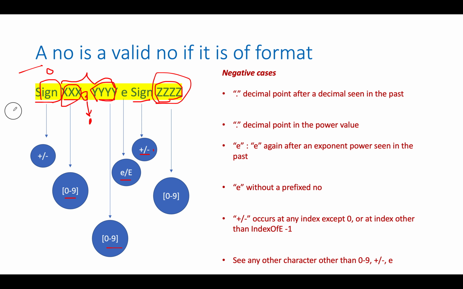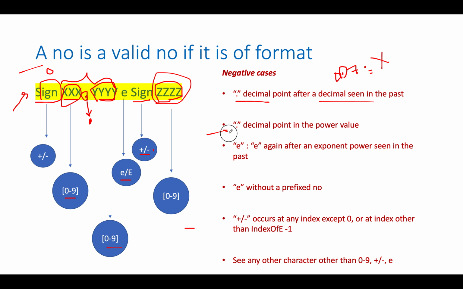Once you have gone through this regex format, let's talk about what negative cases you can identify from this. The first one says a decimal point after a decimal seen in the past. If that is the case, then we need to return false. So let's write an example. If you see something like 0.7. again a dot, that means you witnessed a decimal point in the past and again you are seeing a decimal point. It's not a valid number, you need to return false from it.